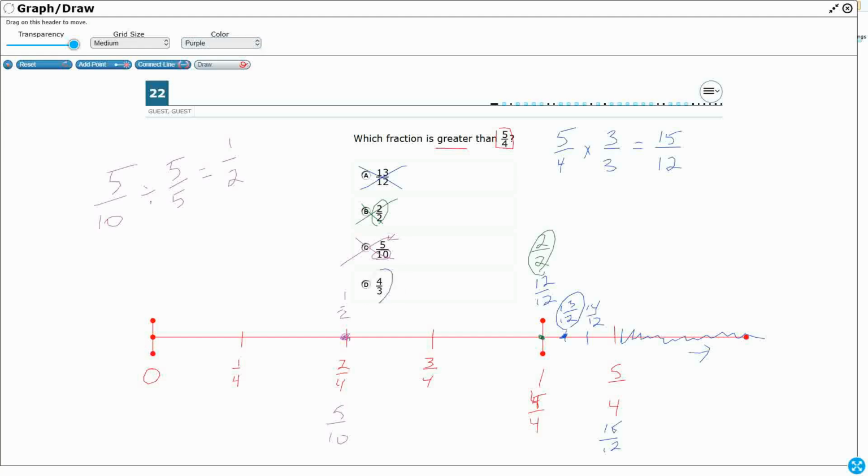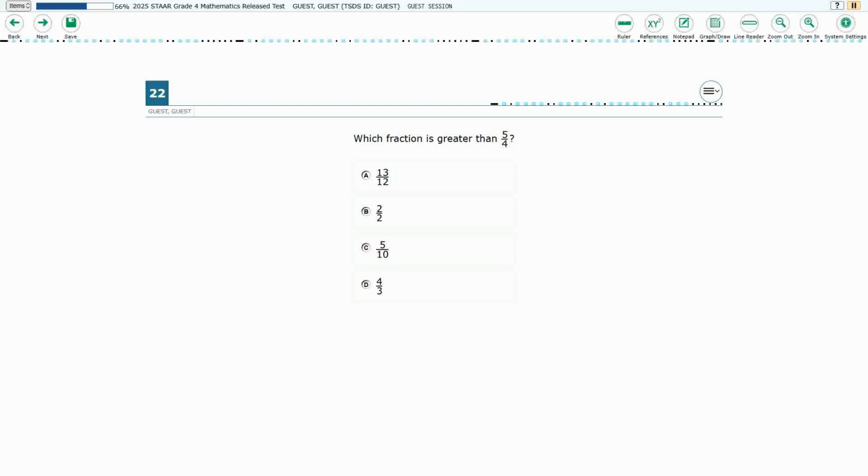Let's check our 4/3. Now, we need to get our 4/3. We've already done our 5/4 into 12. Let's get this into 12. So that's going to be 4/3, which is 16/12. And look, it's going to be right there, just one little bit past. So 4/3 is just a hair bigger than my 5/4 because 16/12 is larger than 15/12. So my answer is D.